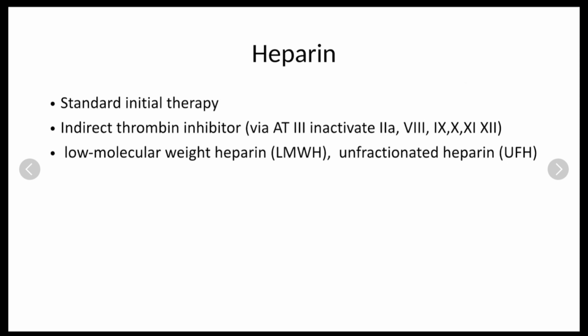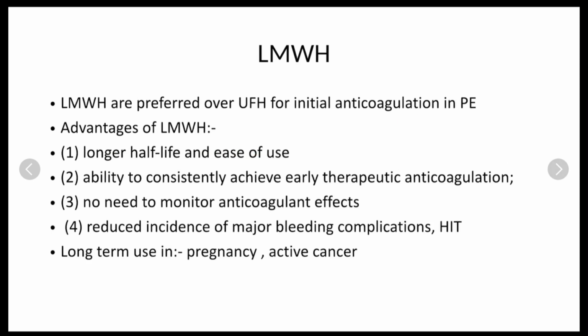It has two types: low molecular weight heparin (LMWH) and unfractioned heparin. So first we will study low molecular weight heparin. Low molecular weight heparin is preferred over unfractioned heparin, very, very important. These are preferred for initial anticoagulation in pulmonary embolism.